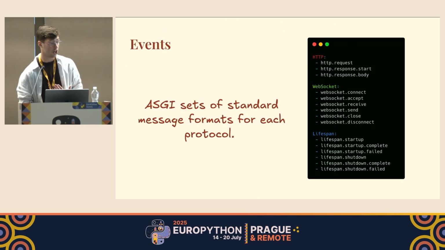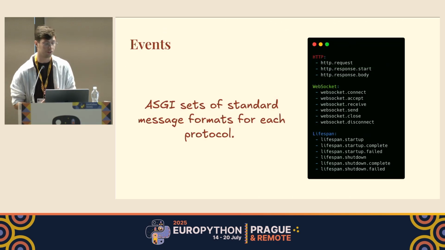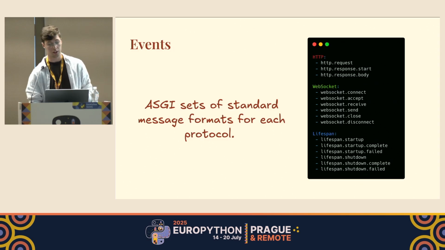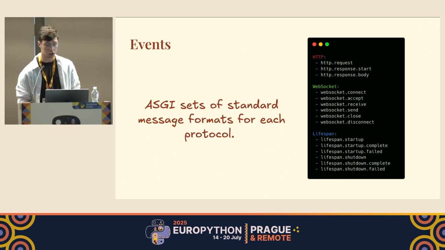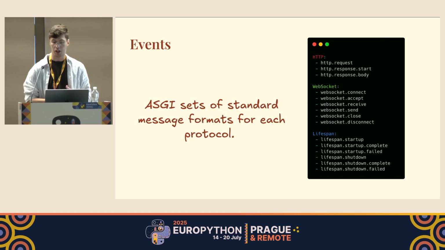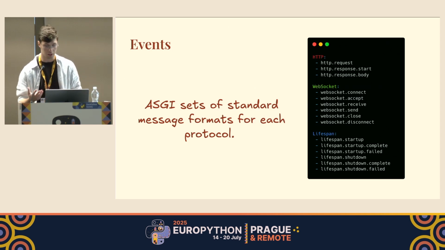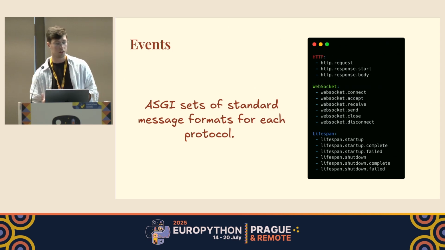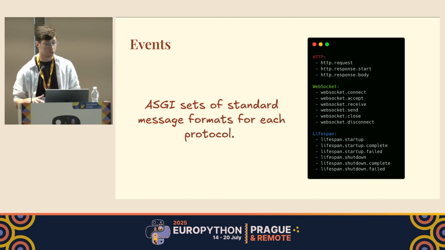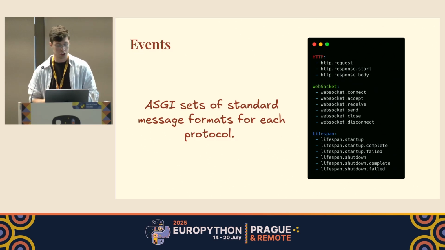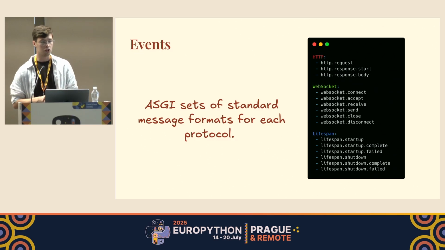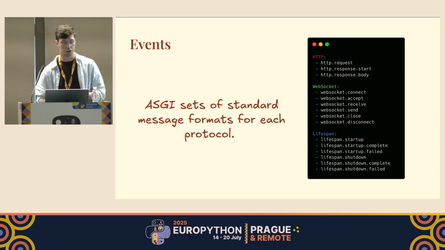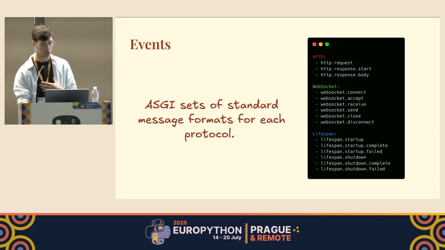And what the ASGI specification does as well is define these events and their types with a structure within its own spec. So we can see that there are 6 events defined for WebSocket, and also 6 events defined for lifespan, and there are also some events for disconnection that I haven't placed here. But in a nutshell, ASGI sets standard message formats for each of these protocols.